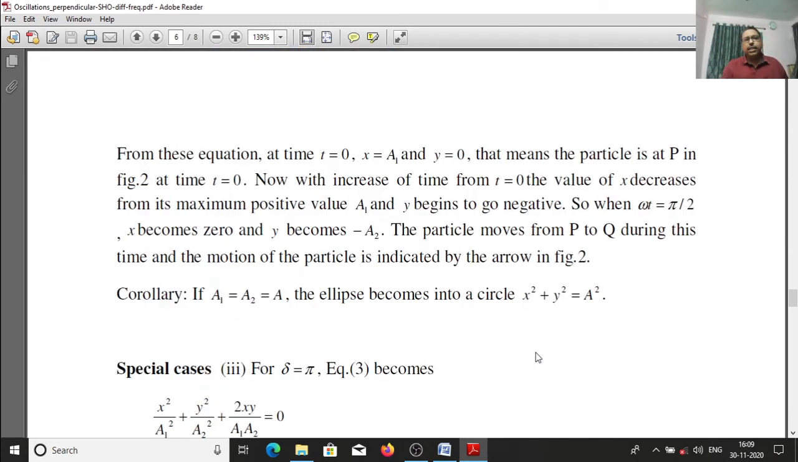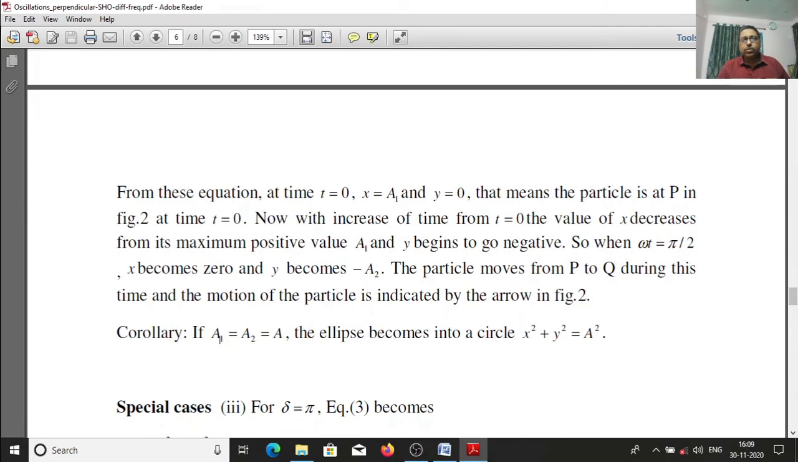From this equation, at time t equal to 0, we get x equal to a1 and y equal to 0. That means the particle is at P in figure 2 at time t equal to 0. Now with increase of time from t equal to 0, the value of x decreases from its maximum value, because x equal to a1 cos omega t, maximum positive value a1, and y begins to go negative. So when omega t equal to pi by 2, x becomes 0 and y becomes minus a2.